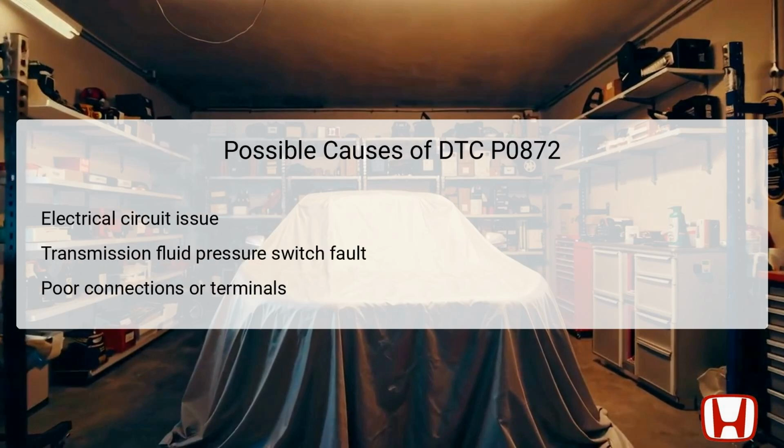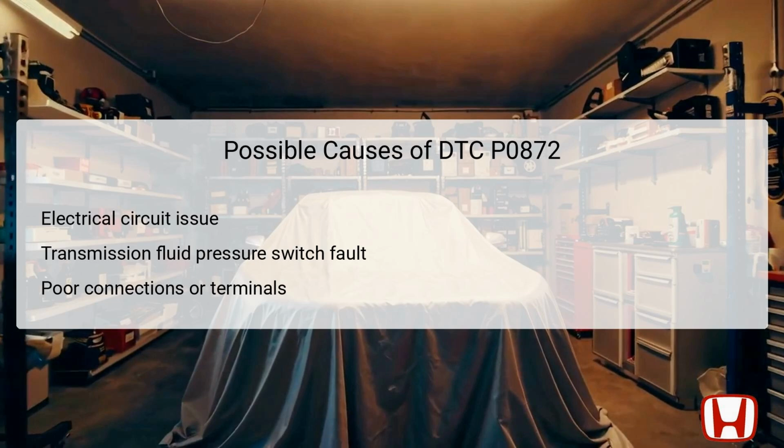The possible causes for DTC P0872 can be attributed to several key factors. Firstly, an electrical circuit issue may arise from damaged wiring or connections between the transmission fluid pressure switch C and the powertrain control module, PCM. This can disrupt the flow of signals essential for proper transmission function.